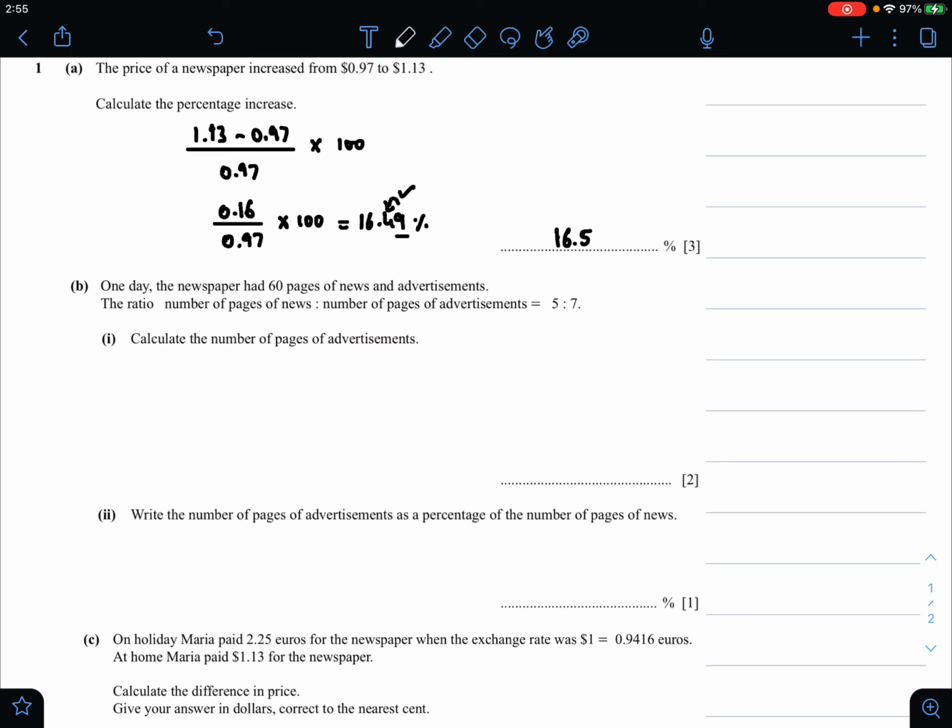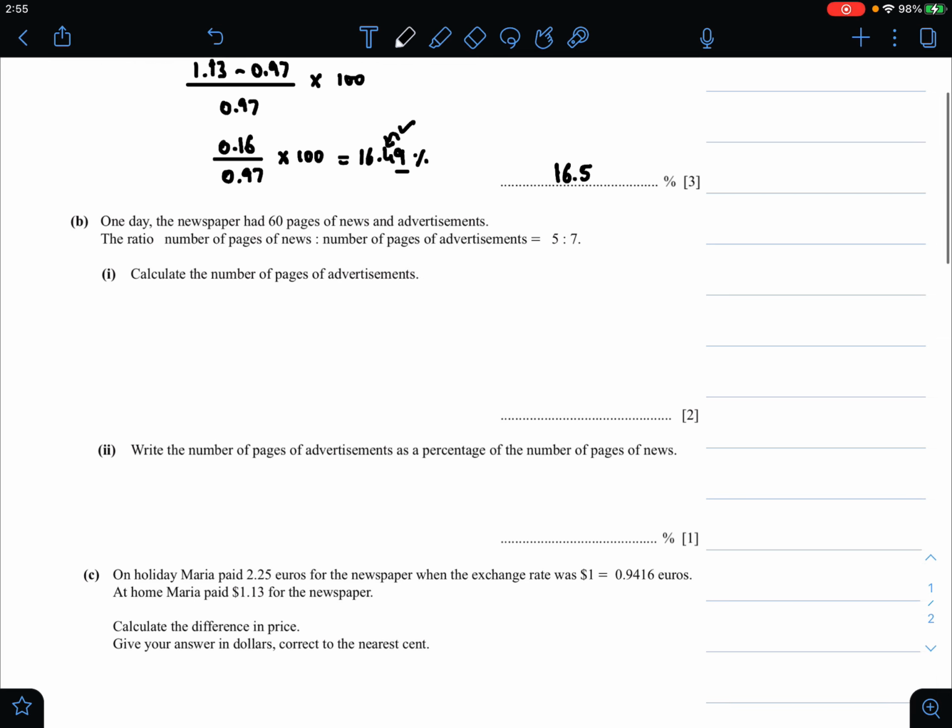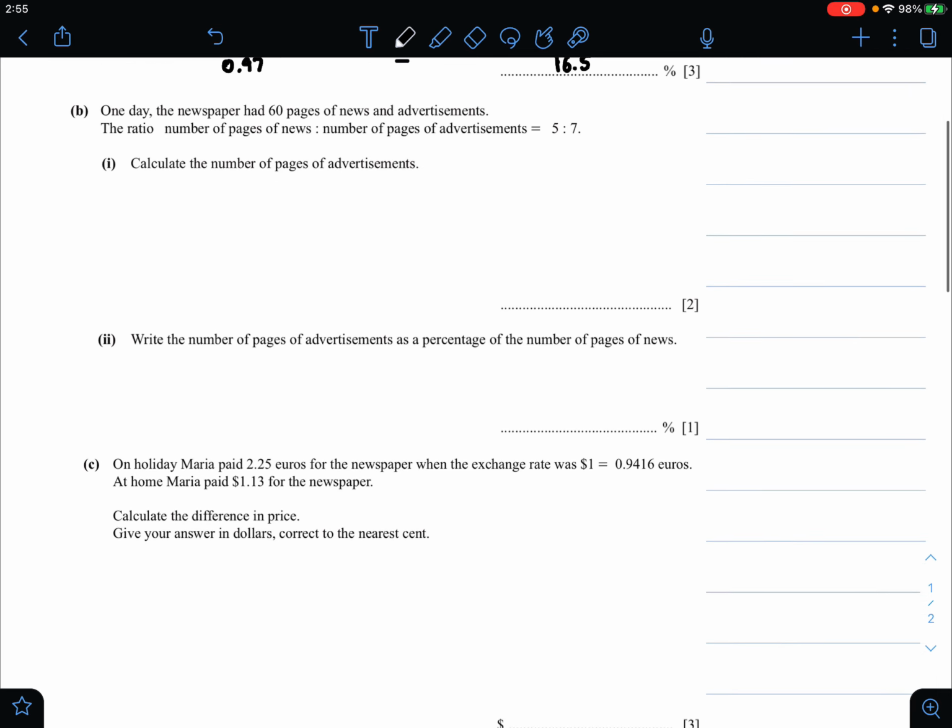Now let's move to part B of this question. For part B1, they are telling us to calculate the number of pages of advertisement. They've given us the ratio that the number of pages of news and advertisement are, and they've given us the total number of pages, that is of news and advertisement together. So all we need to do is split the total number of pages in the ratio of news and advertisement.